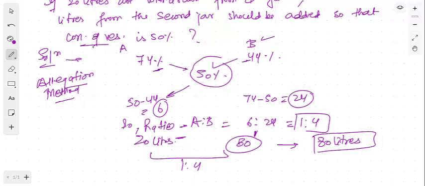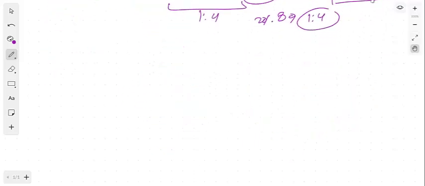This is the alligation method, which makes the question very easy. So 20 is to 80, when you calculate, is 1 is to 4 only. This is the use of the alligation method. Let us take one more example on it.